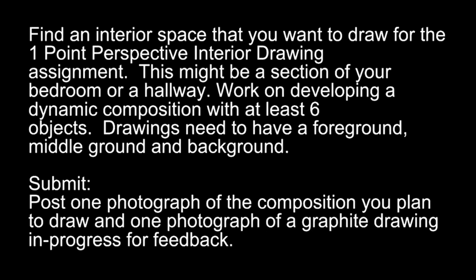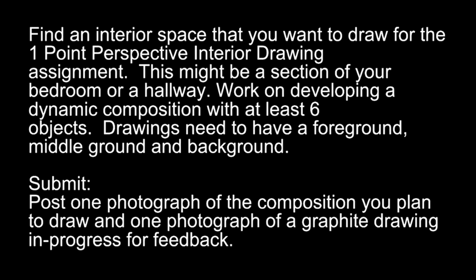So for this progress checkpoint, we're going to go find some place that we want to draw. We're going to go find a good location for a 1-point perspective. So it could be our bedroom, it could be a hallway, but our composition has to have a minimum of 6 objects. So go look over those different requirements for that 1-point perspective. It should be the slide right before this, or the page right before this on Canvas. Our drawings need to have a foreground, middle ground, and background. So we're going to go hunt for a good composition. We're going to photograph exactly how we want to draw it.